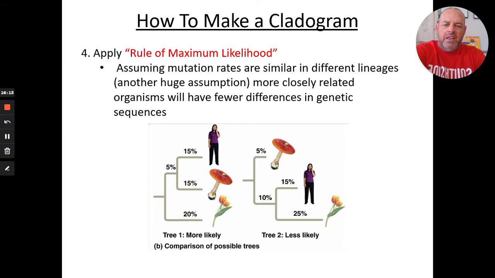So you can see down here, tree 1 is definitely more likely than tree 2. You can see the human and the mushroom are both around 15%, which would be much more similar to each other than over here with the person and the tulip. They're not quite as similar as far as the sequence difference would go. So 1 is more likely, 2 is less likely.